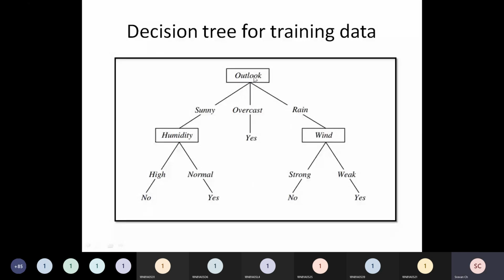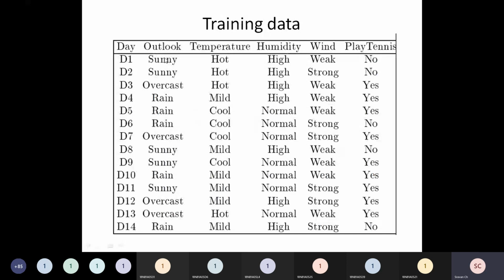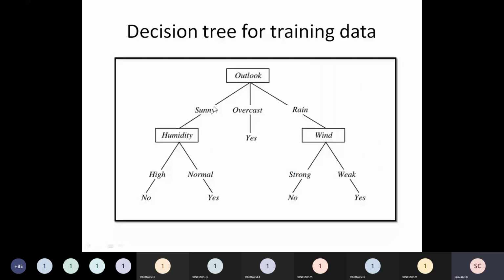So what is the root node? Outlook. How many children can the root node have? That depends on how many different values the Outlook parameter has, or whatever root node you have identified. For Outlook, how many different values are there? Sunny, overcast, and rainy. This is the data set, right? So for Outlook, we have three different values: sunny, overcast, and rainy. So the number of children must be 3.